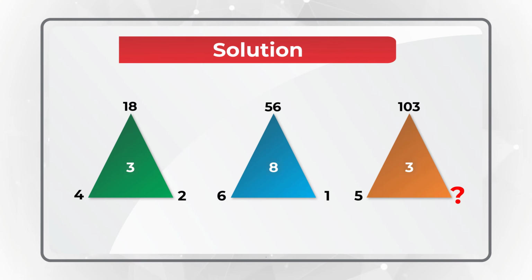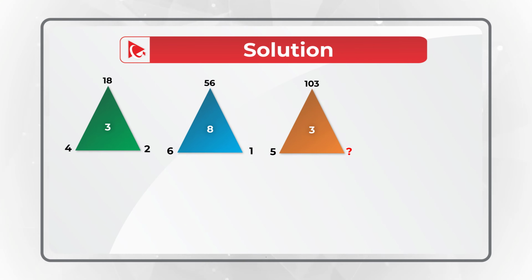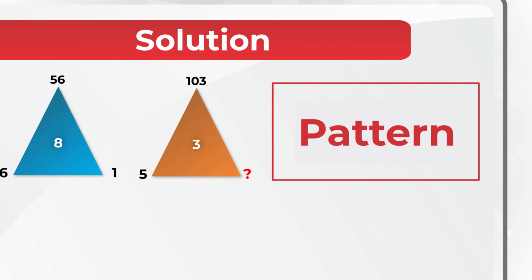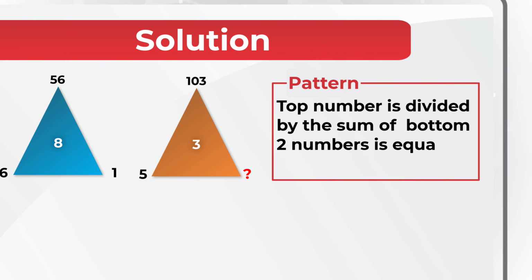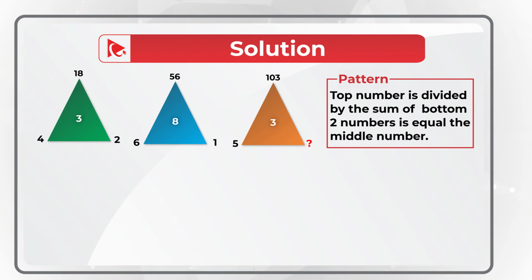One phrase that you hear on this channel the most is always look for patterns. And then the pattern here is that the top number divided by the sum of the bottom 2 numbers on the outside of the triangle is equal to the middle number inside of the triangle.